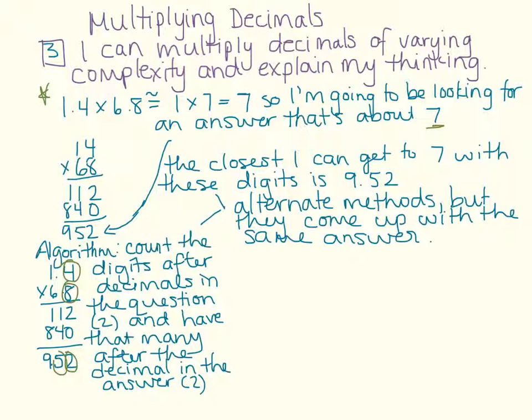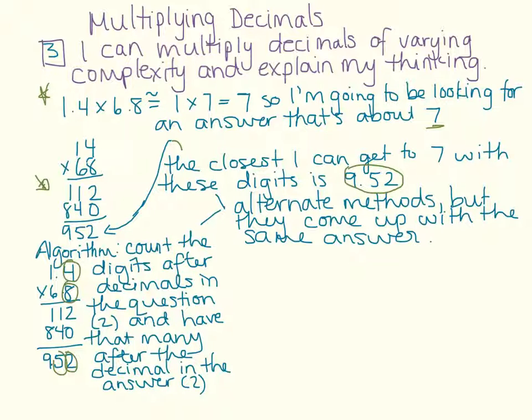Then they eliminate the decimals out of the question entirely and just do the calculations with numbers. And again, one of the important things is that they show their work. So they show how they're figuring out these calculations. And they come up with the numbers 952. And then have this little note here that the closest they can get to 7 with these digits is 9.52. And that makes sense. So this is the first answer they get.